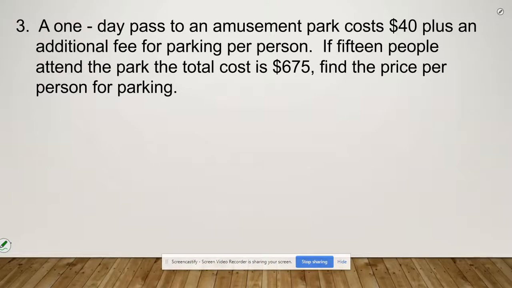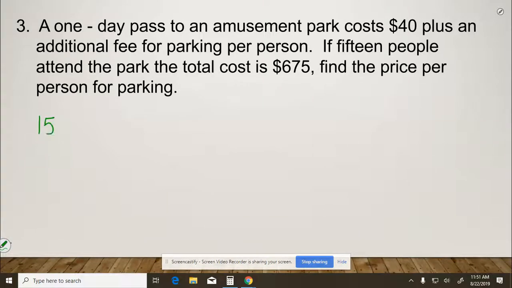Now we have a more real world problem. A one-day pass to an amusement park costs $40 plus an additional fee for parking per person. If 15 people attend the park, the total cost is $675. Find the price per person for parking. So we know there's 15 total, and each of those 15 have to pay the $40 and the fee for parking. Let's use P for parking. All together, they spend $675. So solving this equation will give you the price for parking.